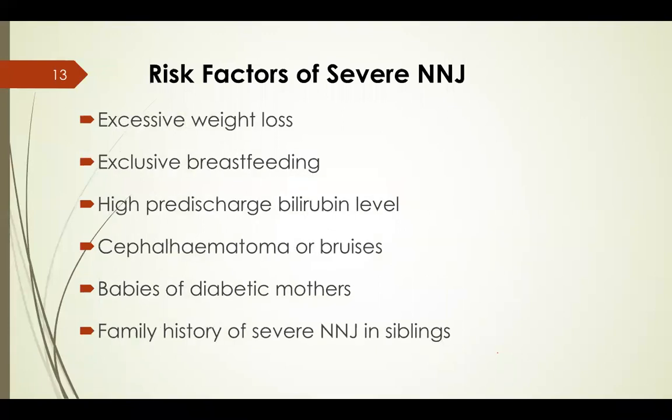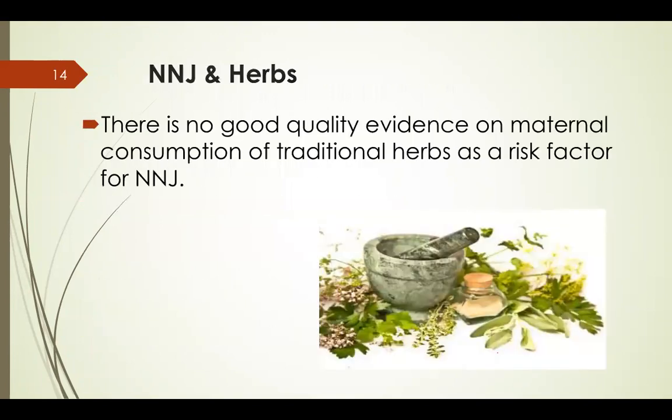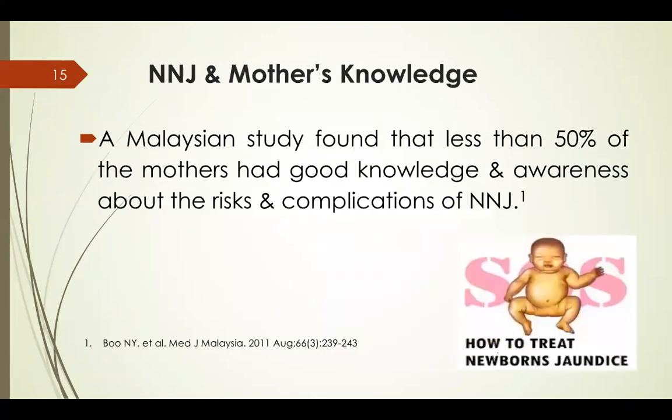Other risk factors are excessive weight loss. Exclusive breastfeeding is also a risk factor. Cephalohematoma, ABO incompatibility, and family history of severe NNJ. NNJ and herbs, there's no quality evidence. When you're asking about NNJ and herbs, did you take traditional medication? She said, actually I took traditional medication, but there's no quality evidence. Okay, you can ask, but there's no quality evidence.